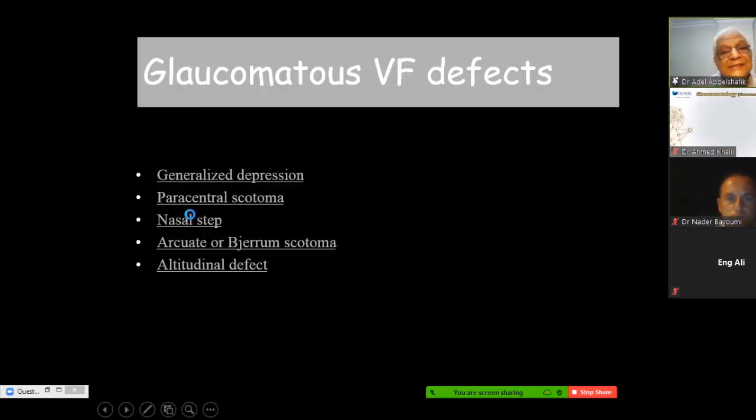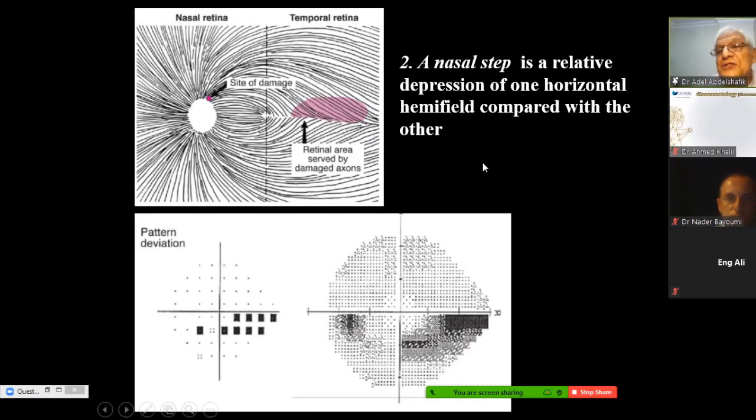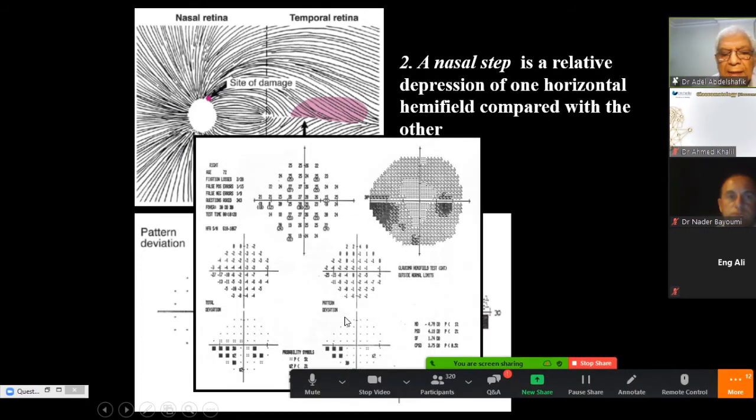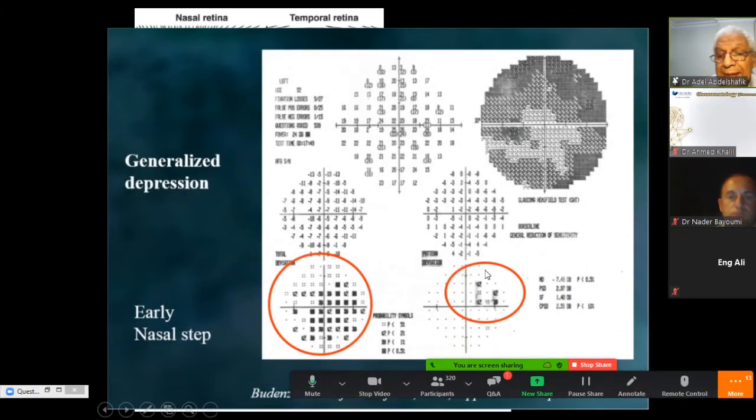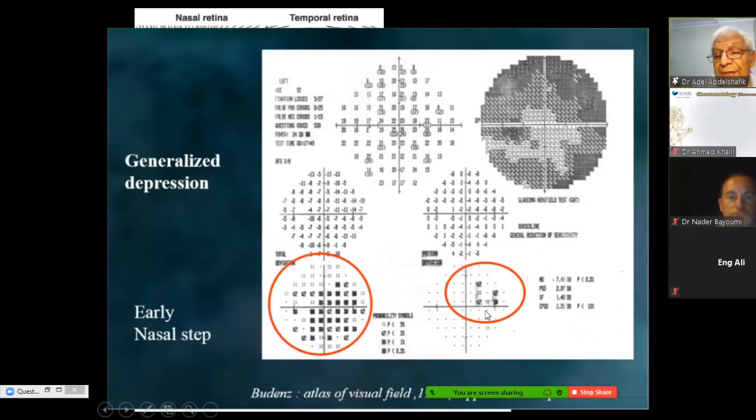The third is nasal step. The definition of nasal step is you have a relative depression in one of the two hemispheres. Like this, you have changes in one side and not in the opposite side. This is nasal step, like in this example. And again, being up, nothing down, this is nasal step.